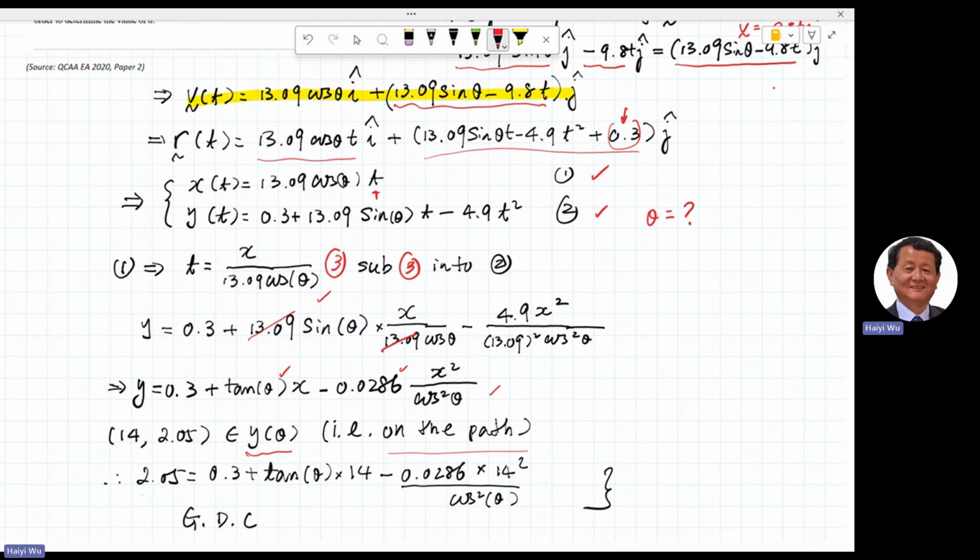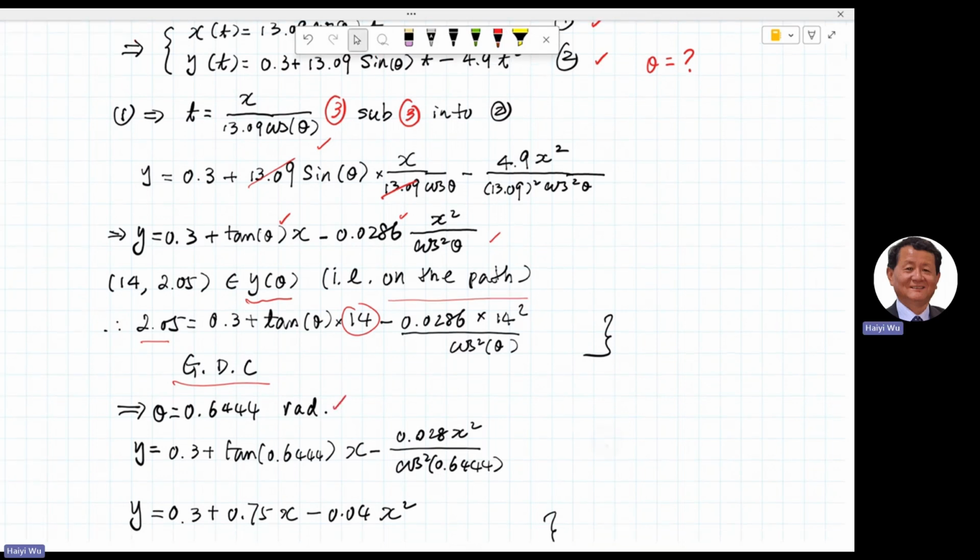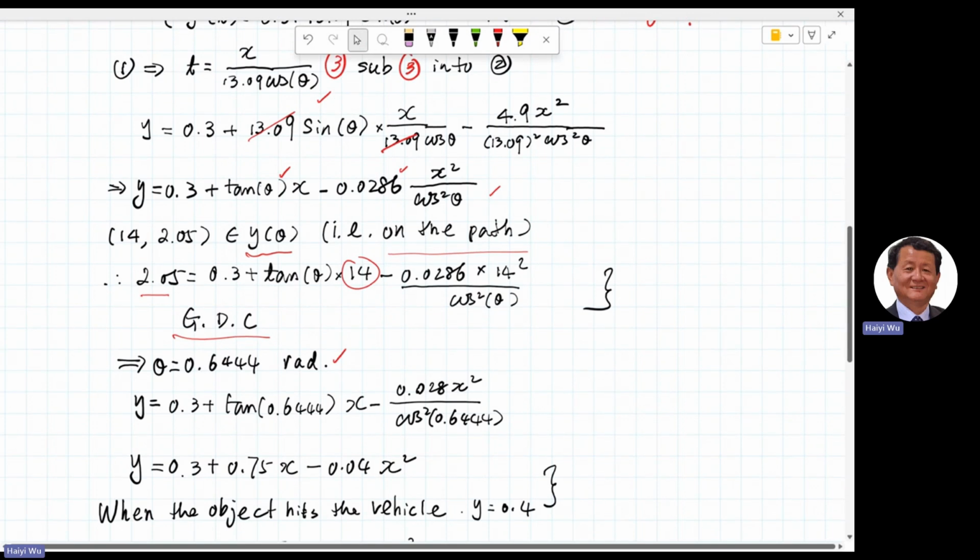So we're going to replace y with 2.05, then x, I'm going to use 14, so that I can find an angle. So I'm going to use a graphics digital calculator to find theta, which is 0.6444 radians.